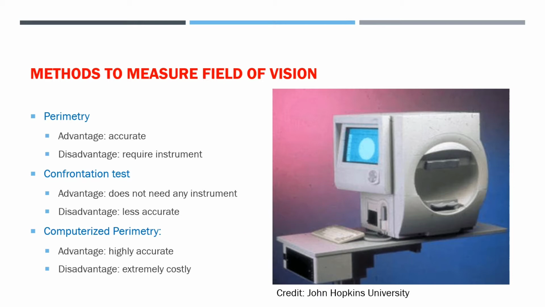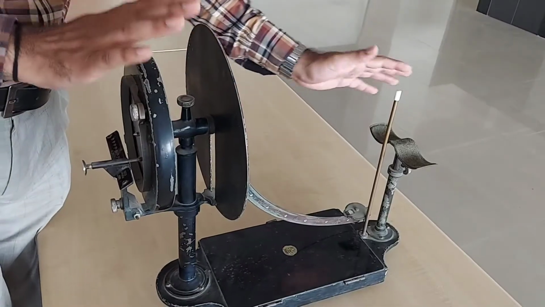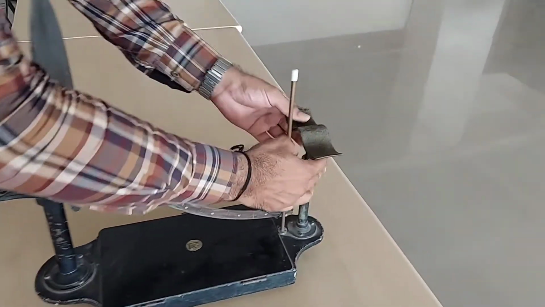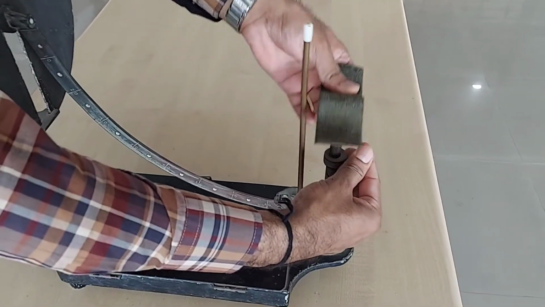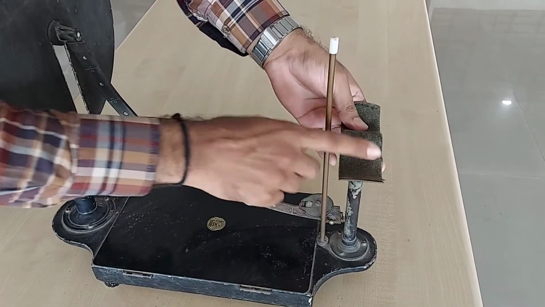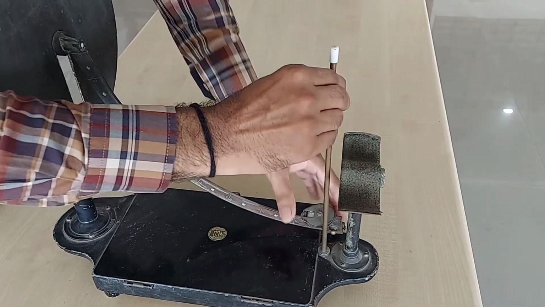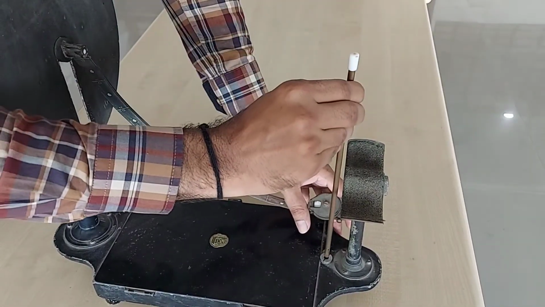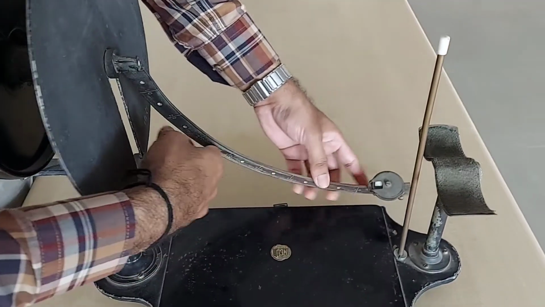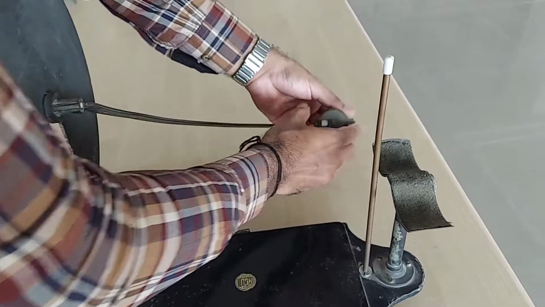Okay, so this is Priestley Smith's perimeter and this is the adjustable chin rest. You can adjust the chin according to the height of the subject. These are the chin cups. This is the leveling bar, which is removable. This is the metallic arc. And this is the movable object.